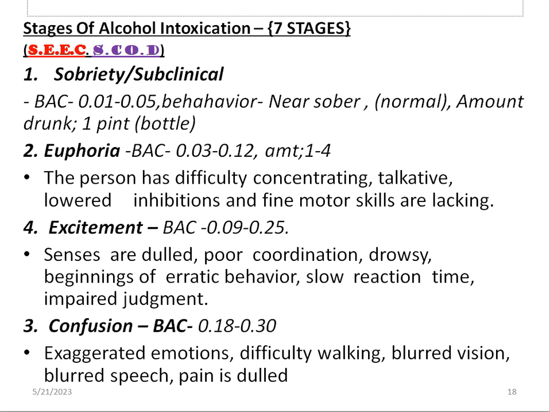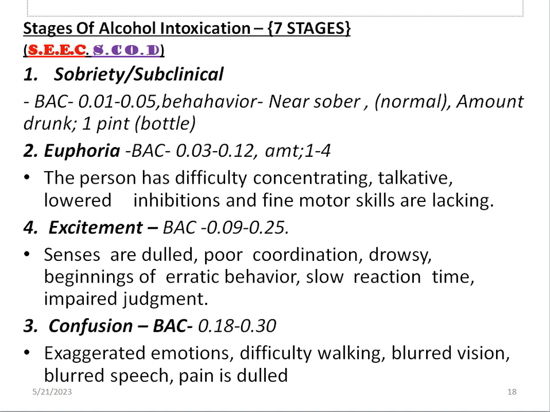Of course, take into consideration that it also goes with how one has become tolerant to beer and also the liver function. In terms of behavior, the person has difficulties in concentrating, they become talkative, there's lowered inhibition, and fine motor skills are going to be lacking within the euphoria stage.